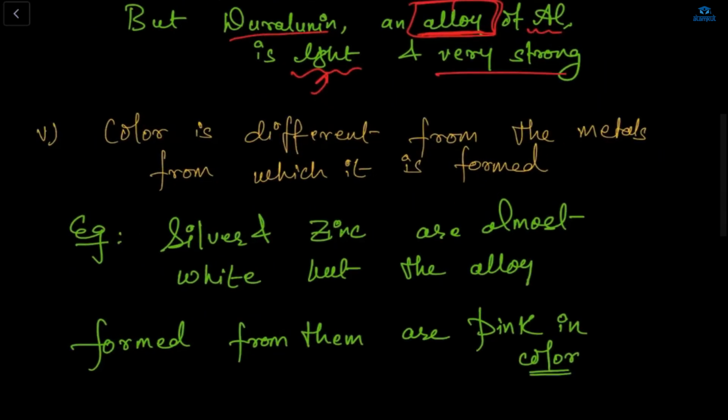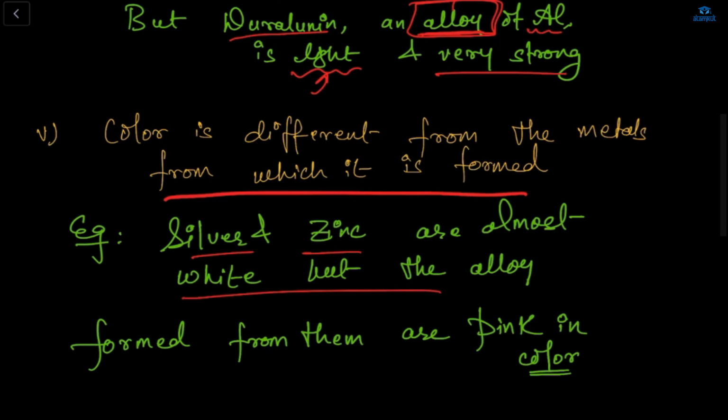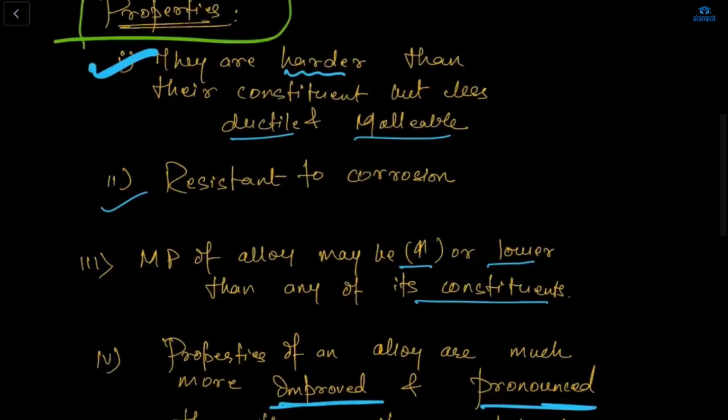Fifth point. Fifth is that color is different from the metals from which it is formed. So here, the silver and zinc are almost white, but in the alloy form they are pink in color. So here also the property changes. Firstly, the silver and zinc are in a white color, but if this is mixed into the alloy, they change color, which is pink. So these are the properties.